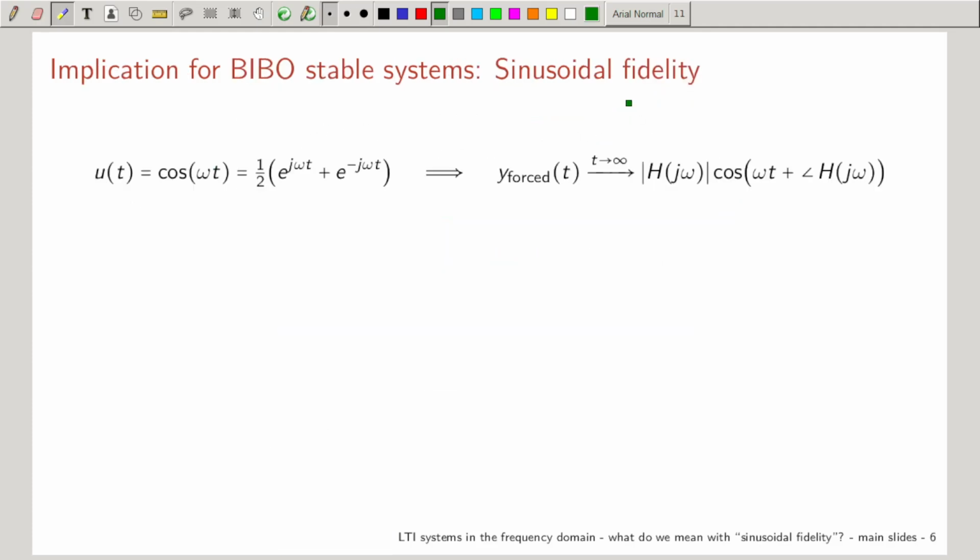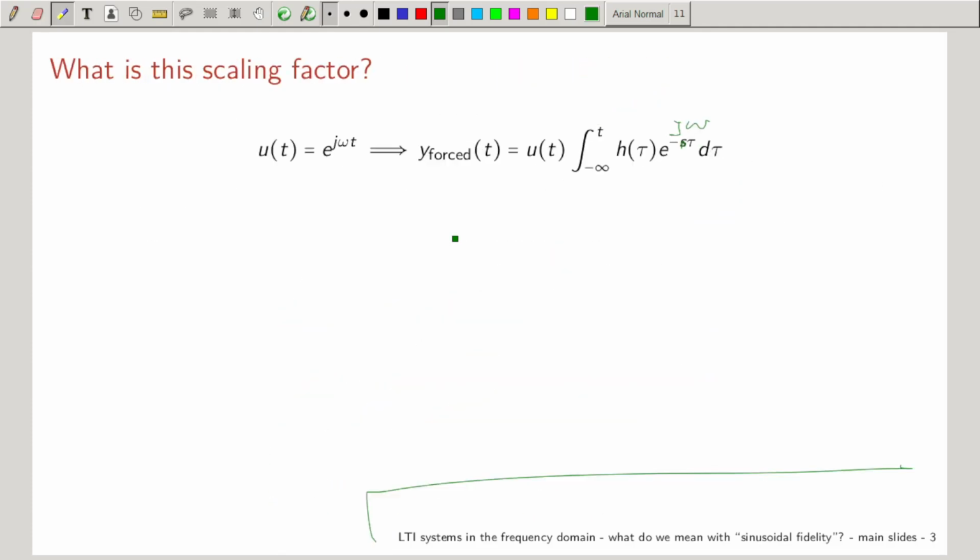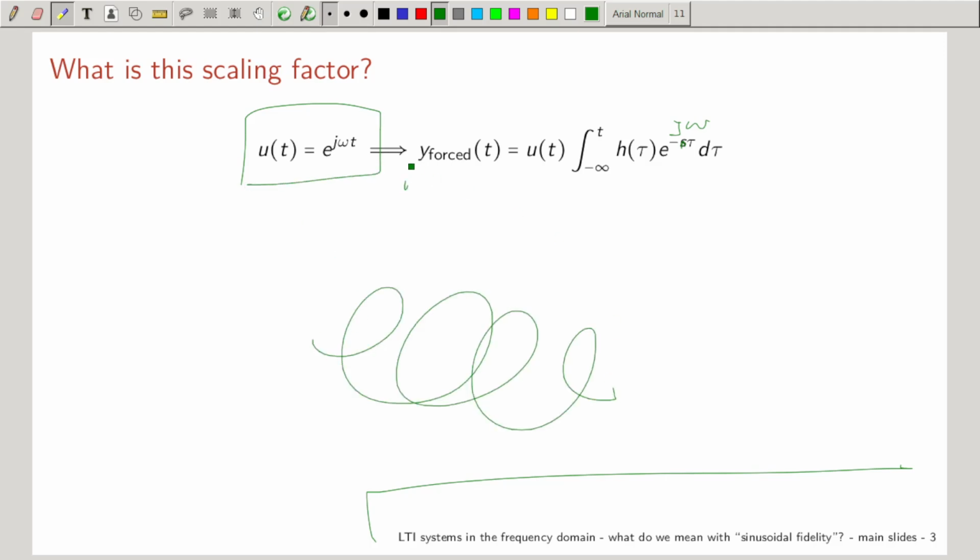What does it mean? It means that if I go back here, if I take this u, that is a spiral, the force is going to be u itself, that is the same spiral, times a number that is going to converge to a complex number. True? And if I take a complex number and I multiply it times another complex number, what am I going to do? I'm going to amplify it and rotate it. True? Do we remember this about complex numbers?